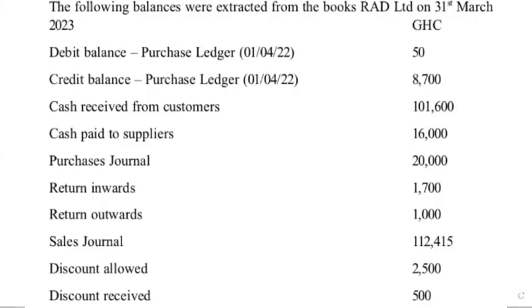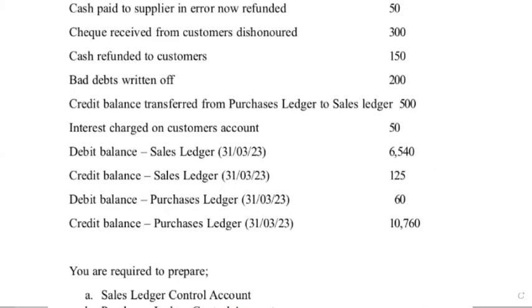Sales journal is 112,415. Discounts allowed is 2,500. Discounts received is 500. Cash paid to supplier in error, now refunded, is 50 cedis. And cheque received from customers dishonoured is 300 cedis. Cash refunded to customers is 150. Bad debt written off is 200 cedis. Credit balance transferred from purchases ledger to sales ledger is 500 cedis. Interest charged on customers' account is 50 cedis.